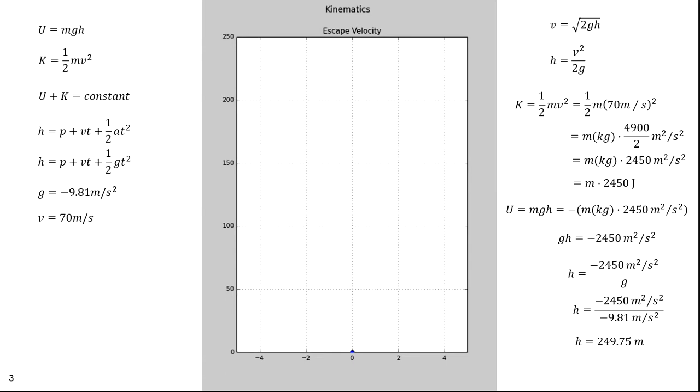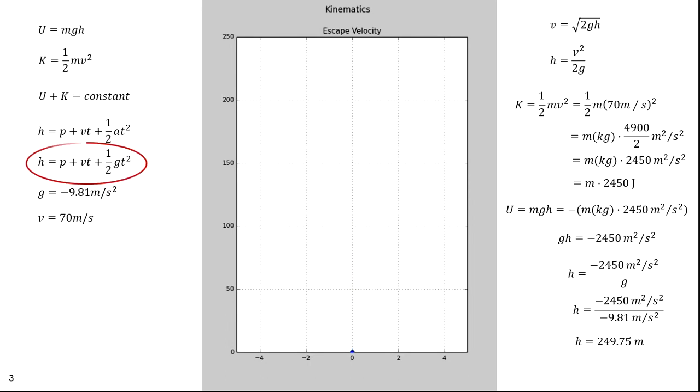The point where kinetic energy is 0 and where potential energy is at its maximum is at 249.75 meters. That's the apex of the ball's trajectory, which you can see in the animation. The ball peaked and came down to rest momentarily just below 250 meters. Let's figure how long it took for the ball to reach that height.